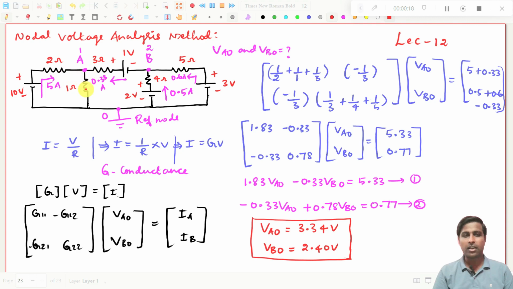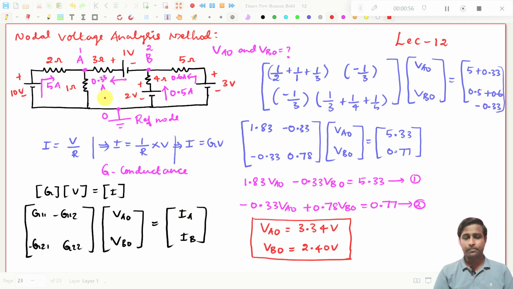That what are all the resistors connected in node 1, that will be G11, and G12 will be common resistance between node 1 and 2, and G21 is common resistance again between 1 and 2, and this G22 will be what are all the resistors connected in the second node or B node, that we have taken the values of the resistors in inverse. Why? Because this is the resistor value, but we need what? Conductance value. That is why we have taken the resistors in inverse values, right? Then this VAO and VBO will be the unknown parameters, and we need to find what is IA and IB.